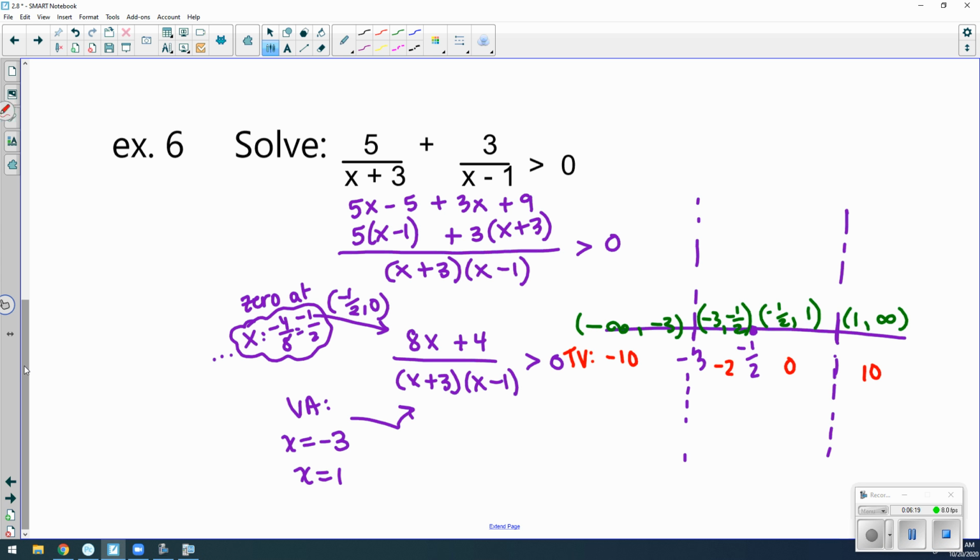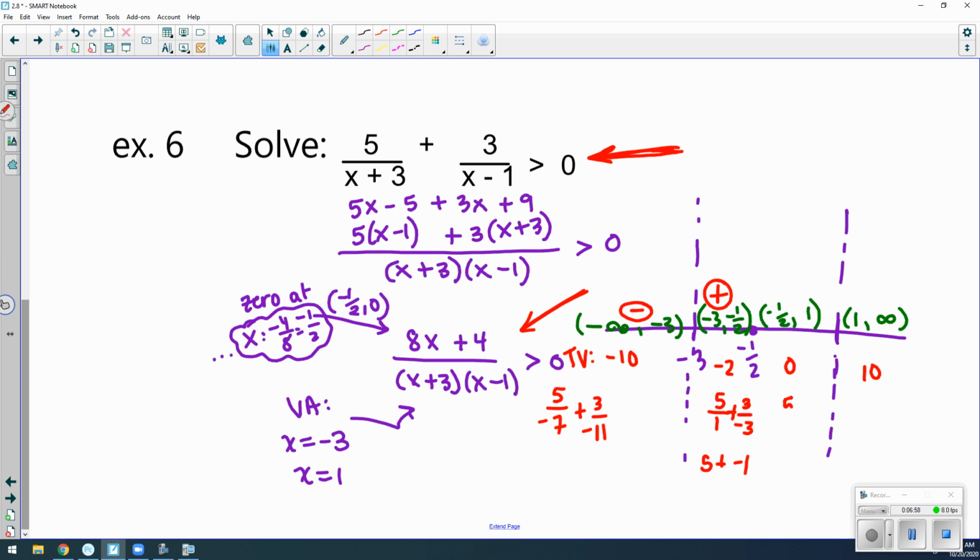All right, from here, I'm going back to the original expression. So 5 over -7 plus 3 over -11, this is definitely going to be negative. If I plugged in -2, and I'm testing this one just because it's a little bit easier for me to read, you can test this, or you could even test this, whatever you want. If I plugged in -2 though, I have 5 over 1 plus 3 over -3. That's going to be -1 plus 5. This is going to be positive.